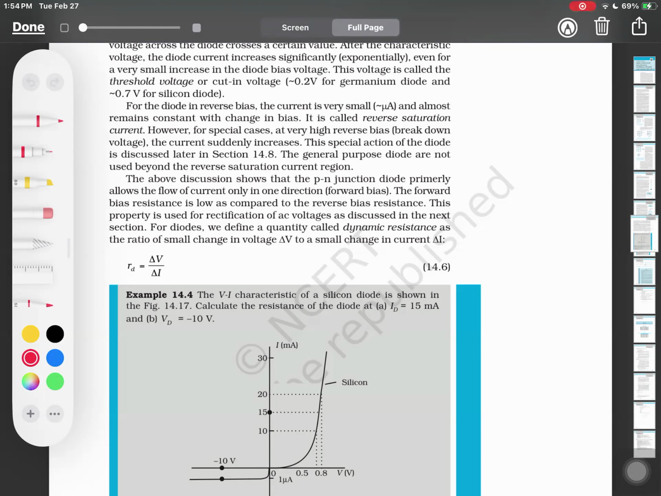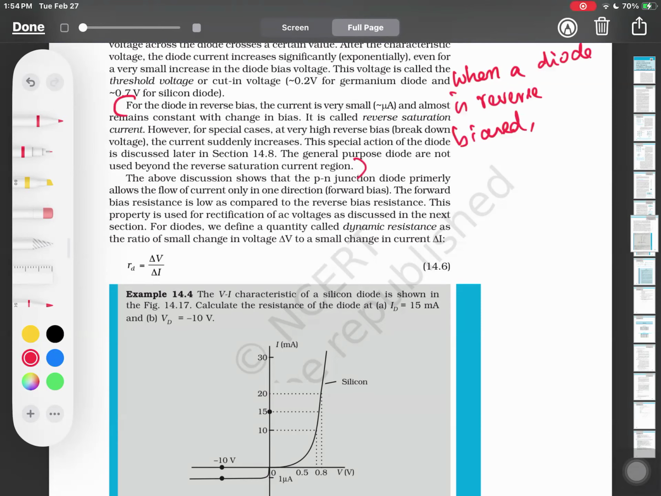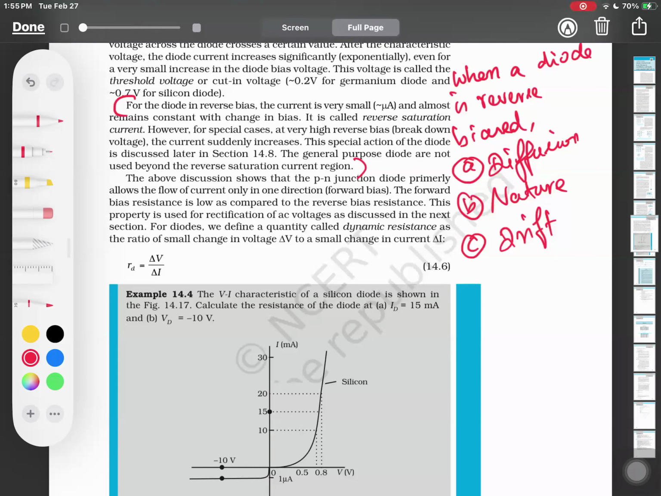I'll give you one question. When a junction diode is reverse biased, what causes current across the junction? Your options are given like this: diffusion of charges, nature of the material, drift of charges, and both drift and diffusion of charges.